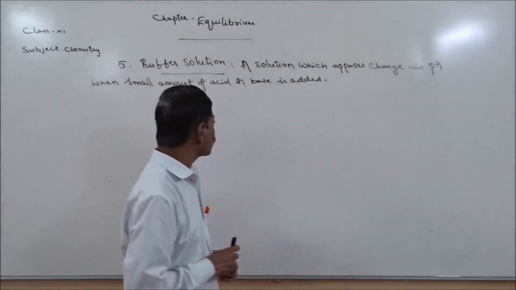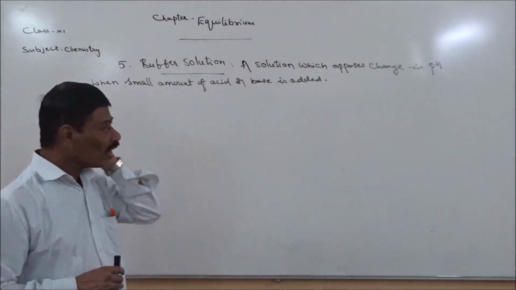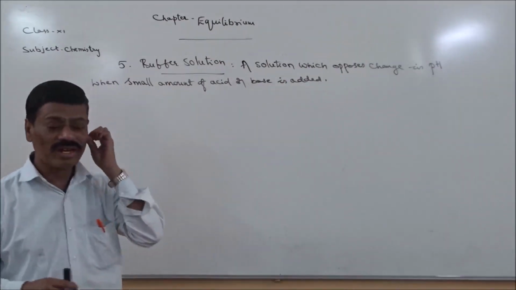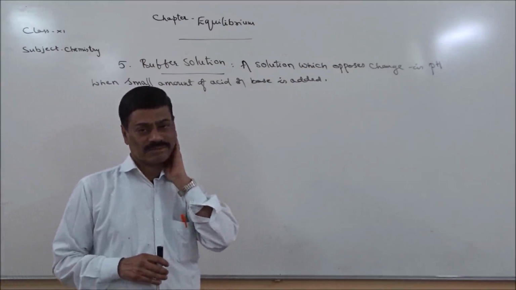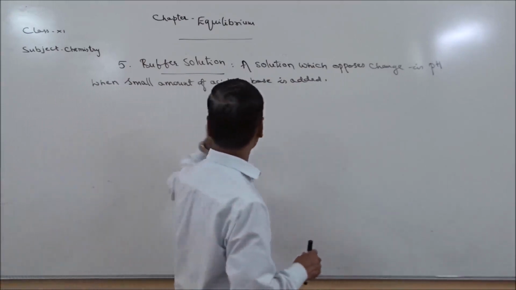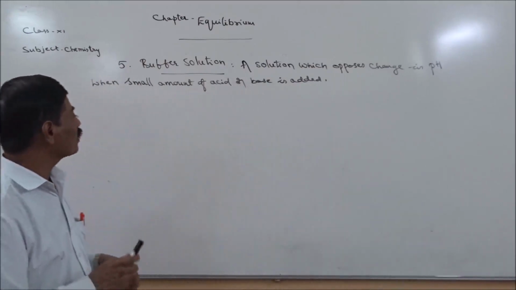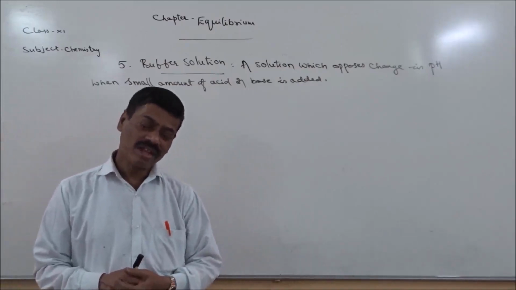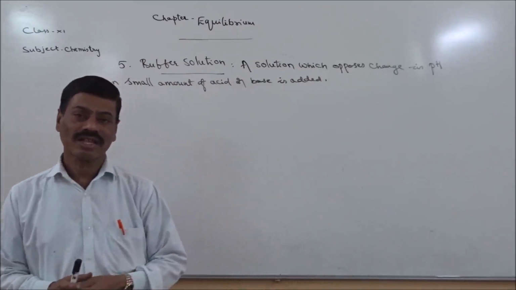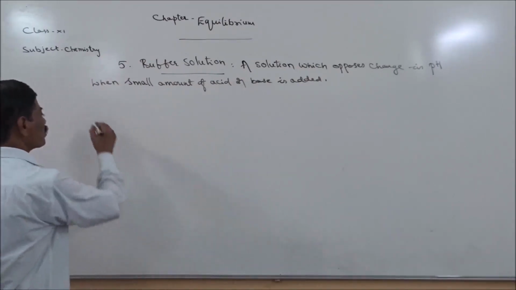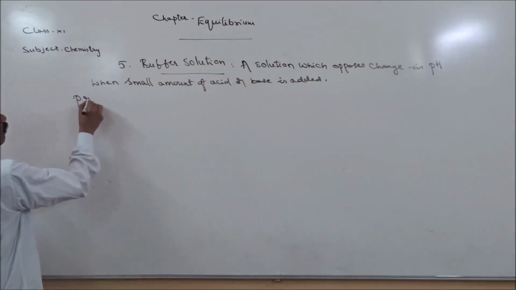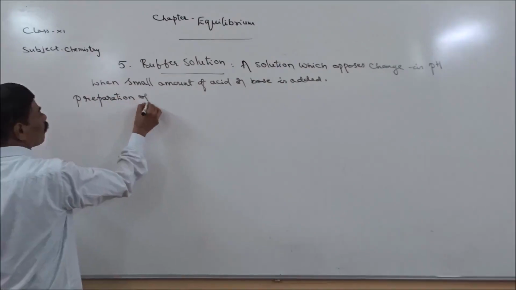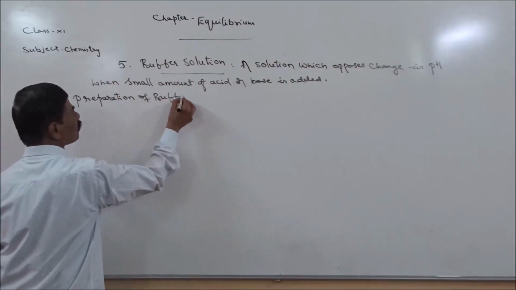So here what I want to tell you is, as long as acid or base is not added, that solution remains neutral and its pH is equal to 7. Right? If we add any acid or base in small quantity, immediately its pH fluctuates, changes. Therefore, to prevent this, we need to make buffer solution. So, next is preparation of buffer solution.